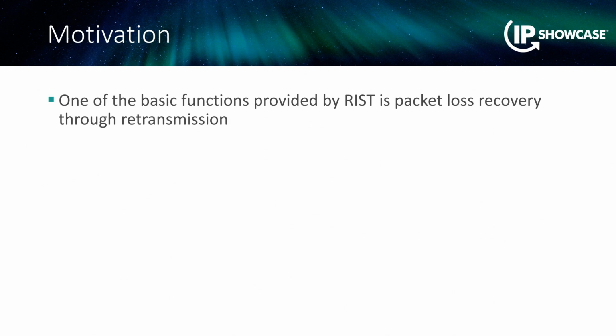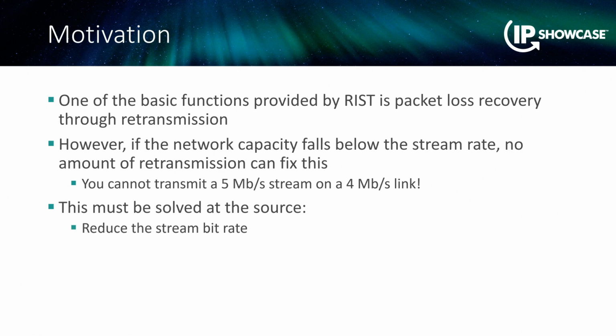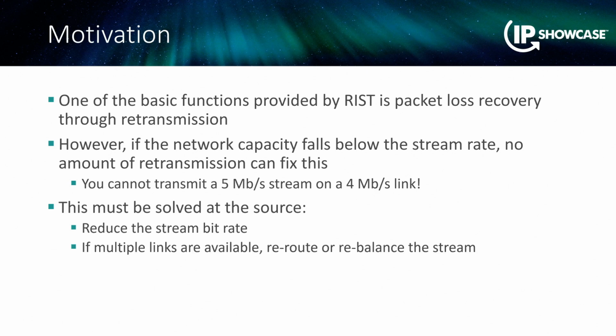So what's my motivation here? If you use something like RIST, you have basic packet loss protection through retransmission. However, the network capacity may change. No amount of ARQ is going to fix a situation where you're trying to jam a 5 megabit per second stream on a 4 megabit per second link. This is something you must correct at the source. What you can do is reduce the stream bit rate if you know that's happening, or if you have multiple links, you can reroute or rebalance.